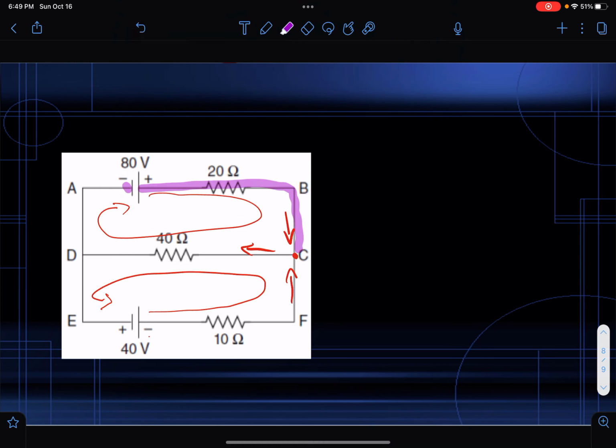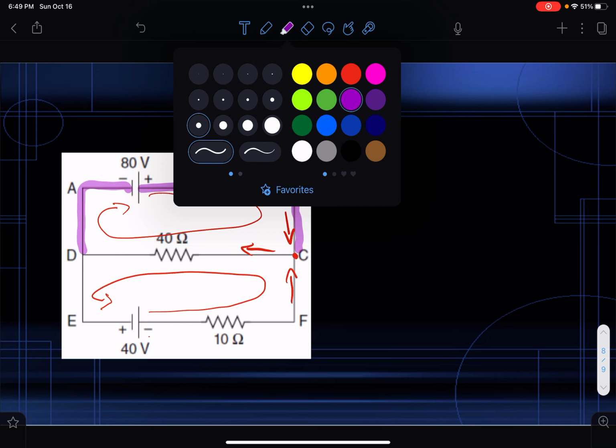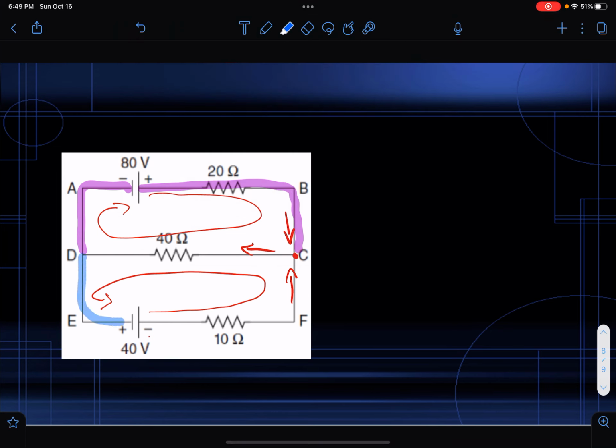This loop here is going to be my I1. This loop here is going to be my I2, which means, again, if there's multiple resistors in there, they all are I2. And then this is going to be my I3. Okay, so it's very similar to the last one where, for my current statement, I1 plus I2 is equal to I3.